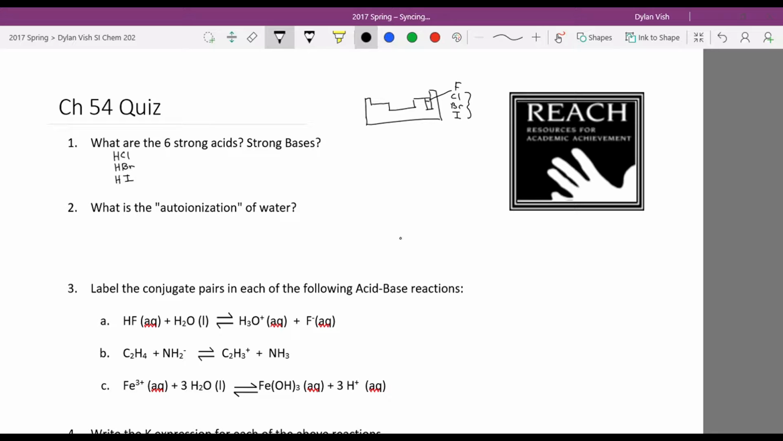It's interesting to note that the fluorine acid, HF, hydrofluoric acid, is not a strong acid. We know that because it has H bonding, which lowers the acid effect you get. But that's only 3 of the 6, so what are the others? Those are the harder ones to remember.